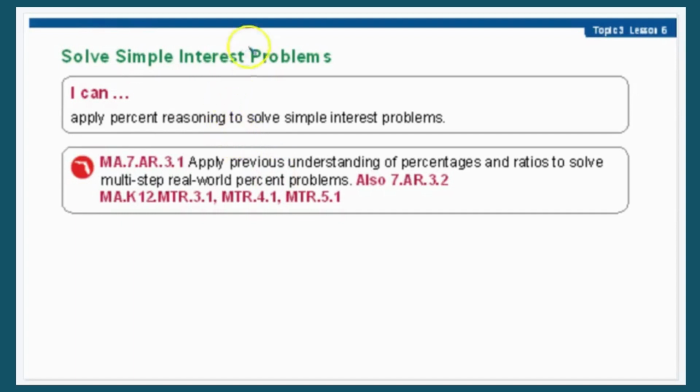So we've got topic 3, lesson 6 today. We're going over solve simple interest problems. I can apply percent reasoning to solve simple interest problems. The state standard is MA.7.AR.3.1. Apply previous understanding of percentages and ratios to solve multi-step real-world percent problems. Cool. Let's move on.